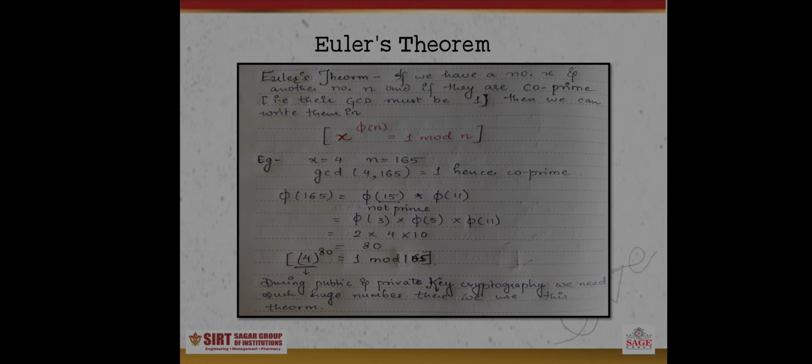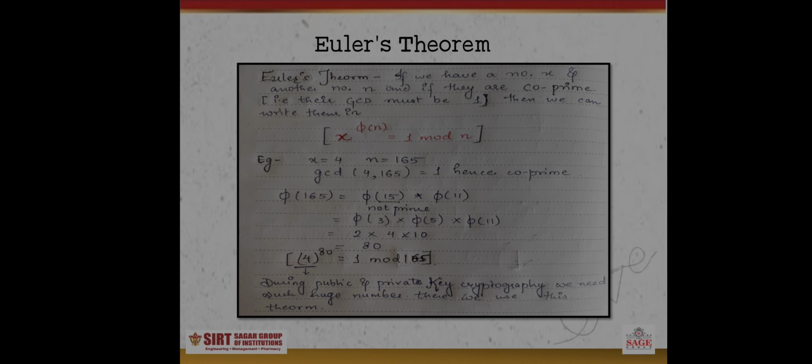Okay, I have taken an example where x is equals to 4 and n is equals to 165, and we have calculated the GCD and it comes to be 1, so they are co-prime with each other. Now as the formula states, we have to calculate phi n, so we will divide that 165 into two numbers, that is 15 and 11, because 15 and 11 are relatively prime with each other, but 15 is not a prime number, so we will again divide it into 3 and 5. Now we can easily apply the formula of prime numbers, that is 2 into 4 into 10. Okay, what do we get? 80.